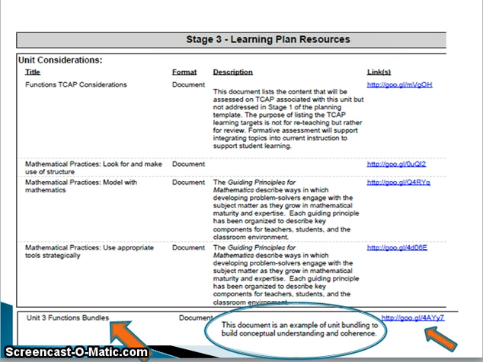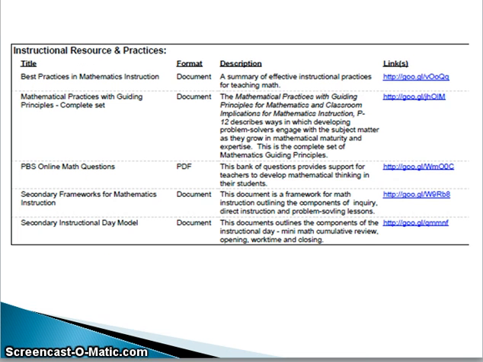The final component of unit considerations are examples of how one might bundle or group the content in a unit of study. Grouping content prior to instruction helps teachers build their thinking about how the content of the unit is connected, thus providing a conceptual approach to the content in the unit.